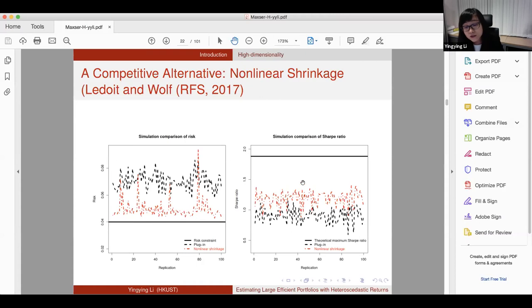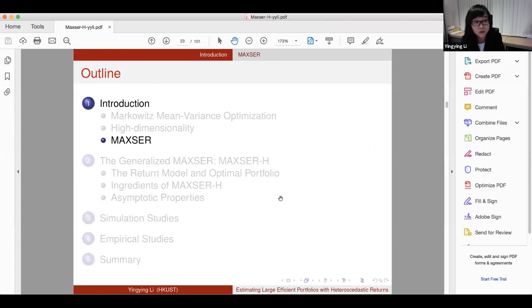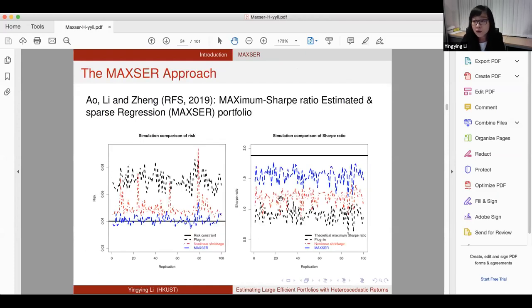And then in terms of Sharpe ratio, again, there are substantial improvements. However, there is still a distance to the optimal Sharpe ratio. Of course, this is the theoretical optimal one, so everything can only approach it from below. There still seems to be a big difference to the optimal level.